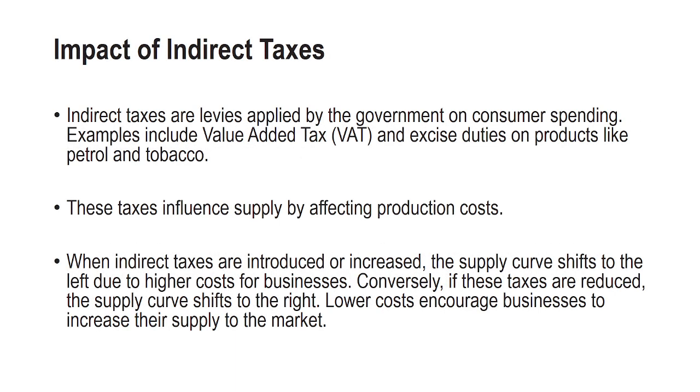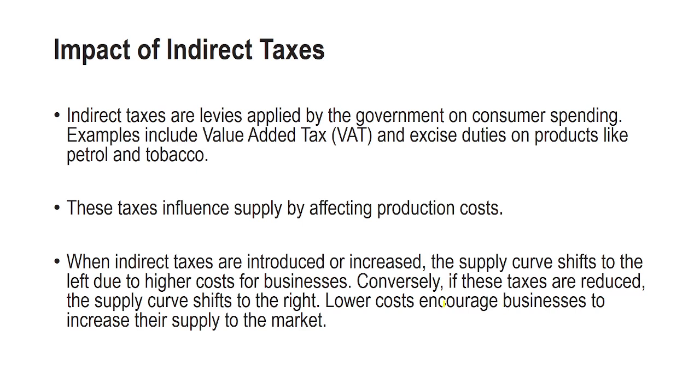The next factor is the amount of indirect tax. Indirect taxes are levies applied by government on consumer spending, for example, the value-added tax and excise duties on products like petrol and tobacco. This tax influences supply by affecting production cost.